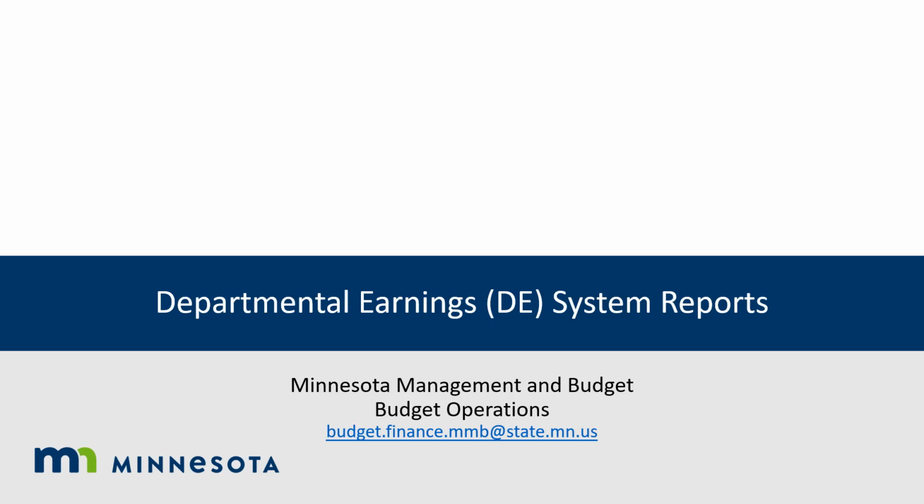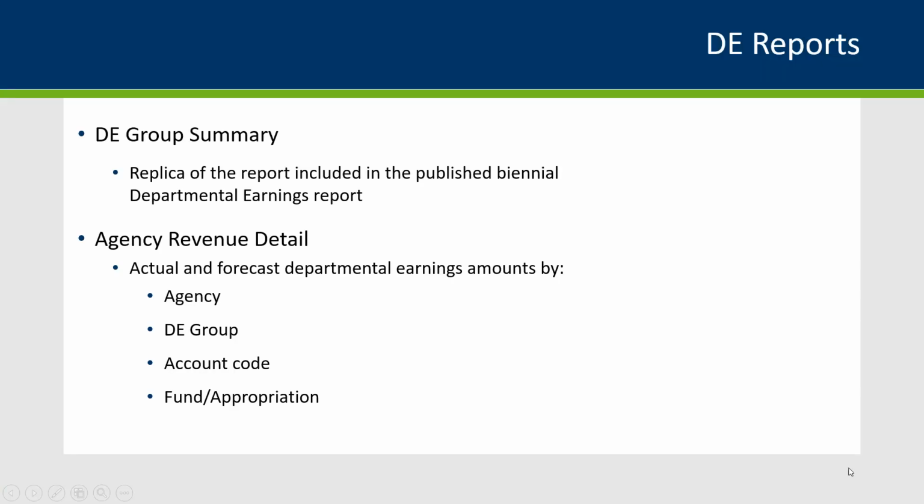This video contains instructions for running and retrieving completed reports in the Departmental Earnings system. The DE system has two reports. The DE Group Summary Report is a replica of the report that will be published in the Biennial Departmental Earnings Report. The Agency Revenue Detail Report provides actual and forecast receipt amounts by DE Group, account code, and fund appropriation. Users can run reports for any agency they are authorized to access in DE.